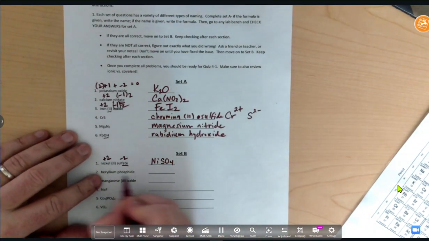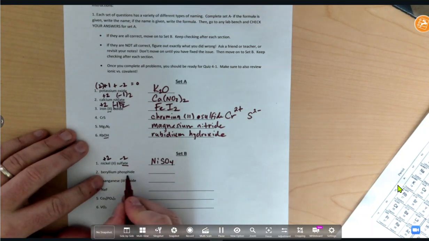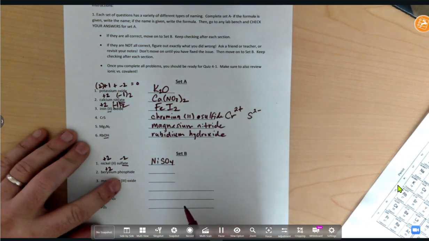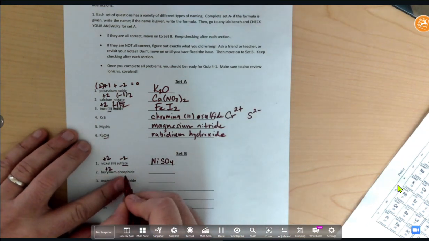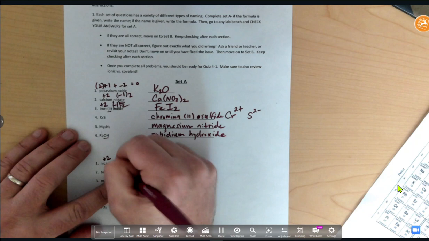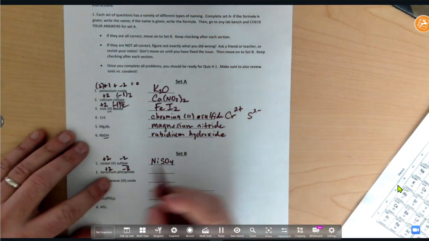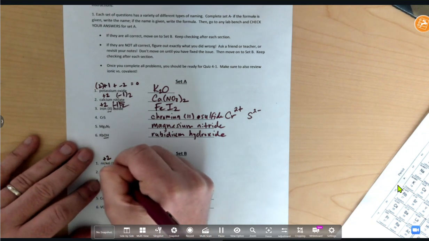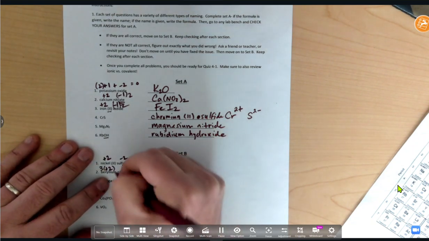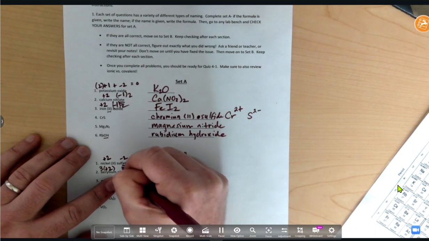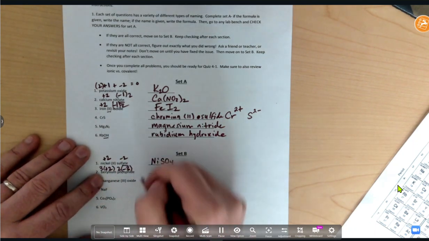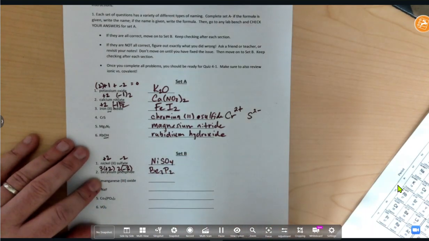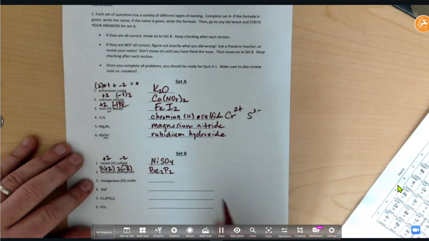Okay, next one, beryllium phosphide. Beryllium is in group 2, so its ion is +2. Phosphorus, which is what phosphide comes from, is in group 15, so it's -3. Now remember, whenever you have one thing that's 2 and one thing that's 3, in order to balance it, you need to multiply the thing that's 2 by 3 and the thing that's 3 by 2. That means I need 3 beryllium and 2 phosphorus, so it's Be3P2.